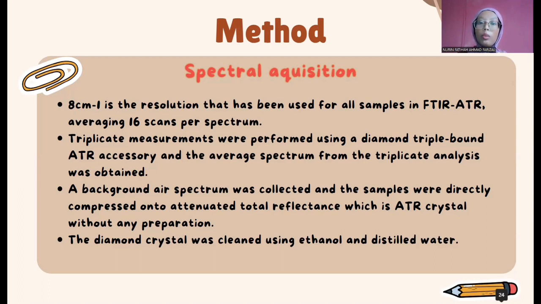Triplicate measurements were performed using a diamond ATR accessory, and the average spectrum from the triplicate analysis was obtained. A background spectrum was collected and the samples were directly compressed onto the attenuated total reflectance (ATR) crystal without any preparation. Lastly, the diamond crystal was cleaned using ethanol and distilled water.